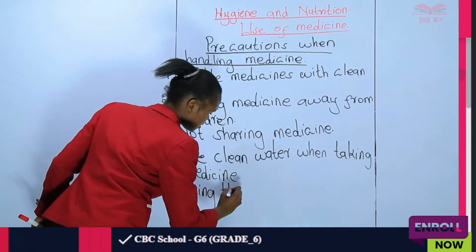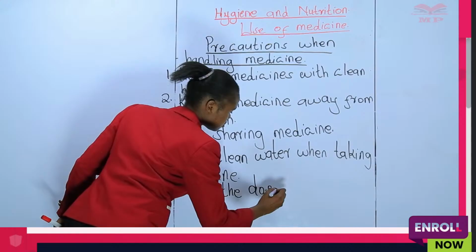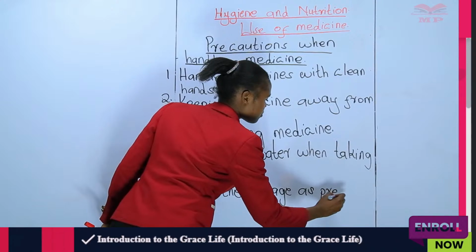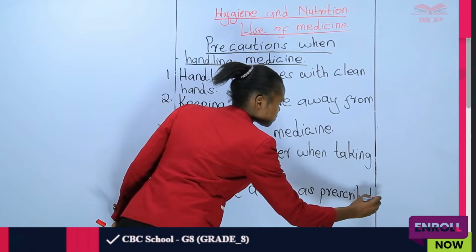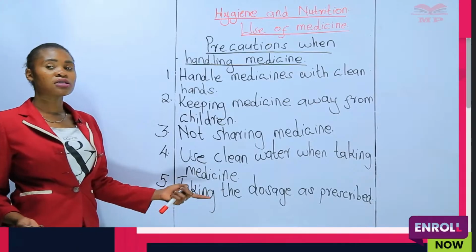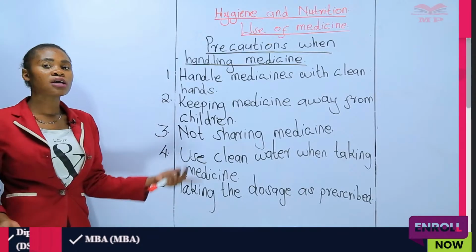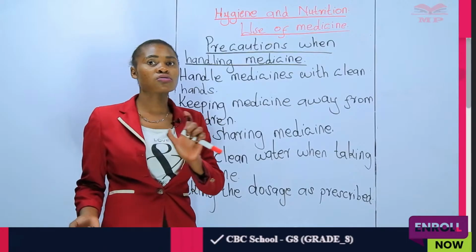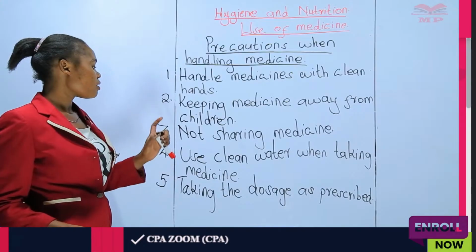Taking the dosage as prescribed. When the doctor has told you to take 2 tablets in the morning and 2 tablets in the evening, don't take 2 tablets in the morning, then you fail to take in the evening. It is always good to follow the doctor's instruction, because you'll get well very soon.